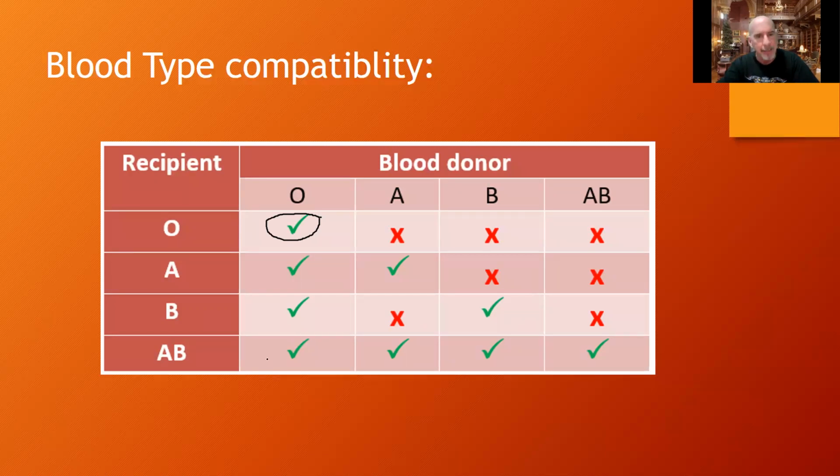But the AB, he's got a combination of the two. So he can get O like everybody else can, but he can also get A, he can get B, and he can also get AB. So he gets all of it.